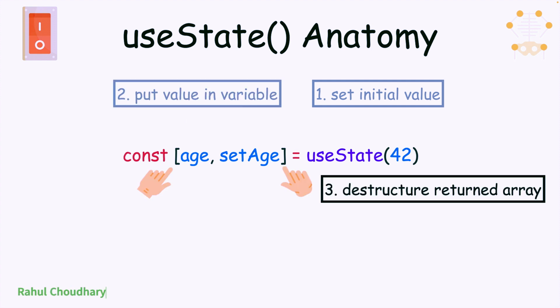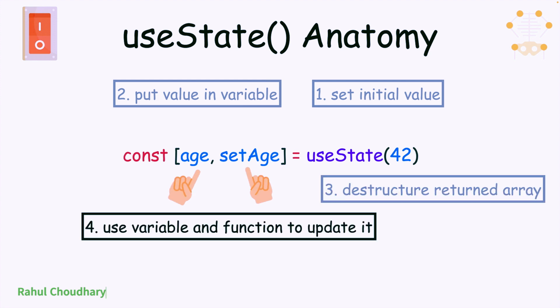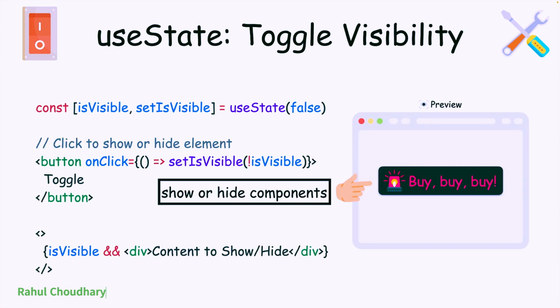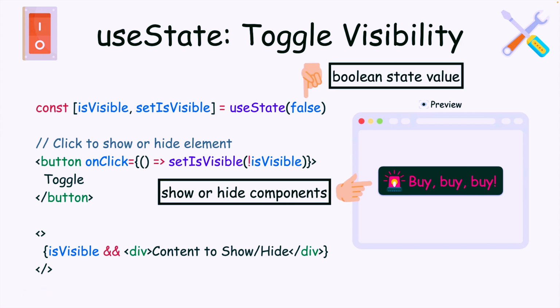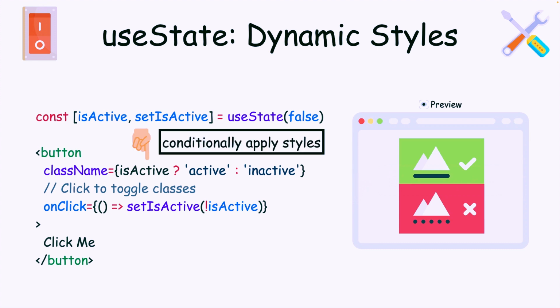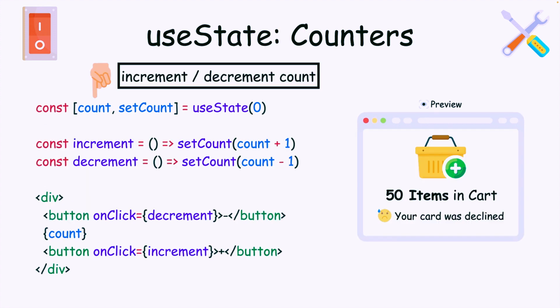It's returned in an array which can be destructured as 2 separate variables, where the first one is the state variable and the second is a function to update that variable. useState is great for capturing user input in form fields like inputs, text areas, and selects. It can be used to show or hide components like modals, tooltips, or dropdowns when you give it a Boolean state value. You can also use a Boolean state variable to conditionally apply classes and styles. And working with number values like in a shopping cart or counter is another perfect use case for useState.